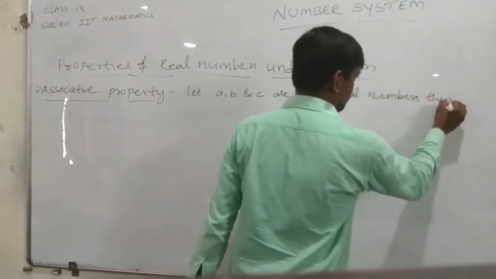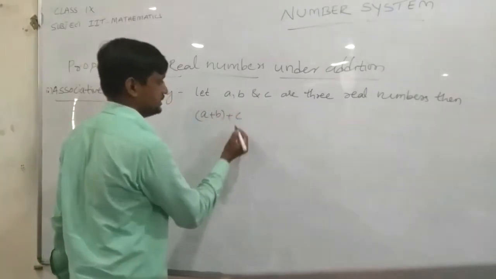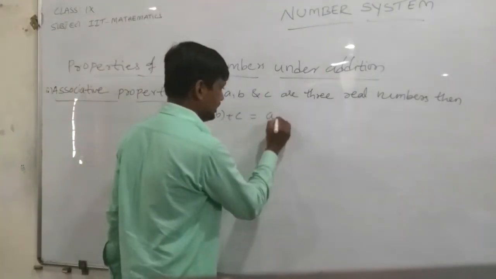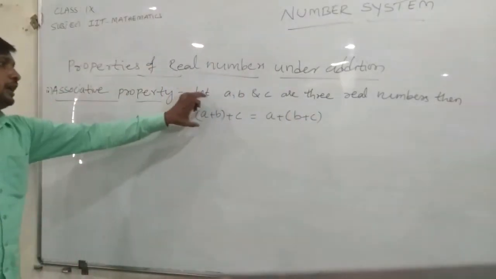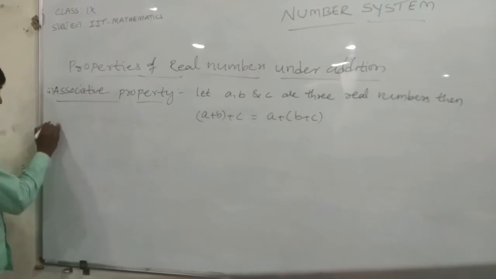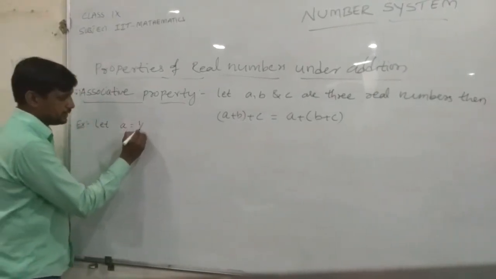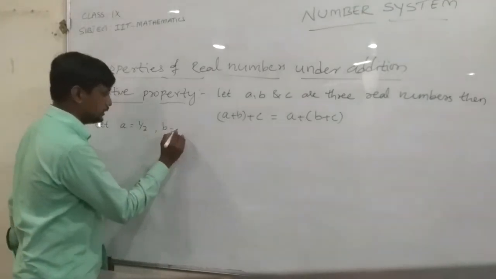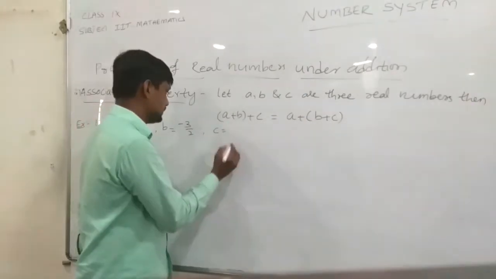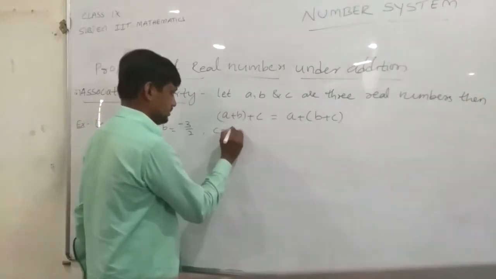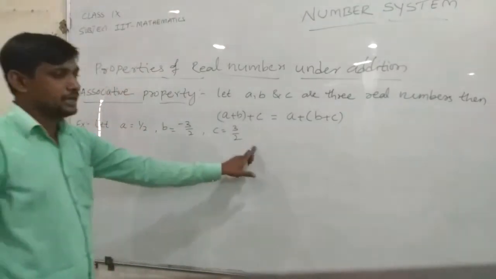Then (a + b) + c should be equal to a + (b + c). So for this I am going to take an example. Let a equal to 1 by 2, b equal to minus 3 by 2, c is equal to 3 by 2. I am just taking my own numbers here. These three are real numbers.